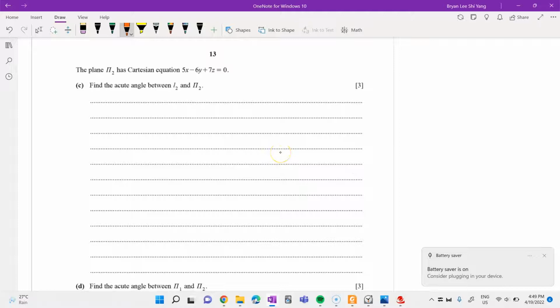So the plane P2 has Cartesian equation 5x minus 6y plus 7z equals 0.